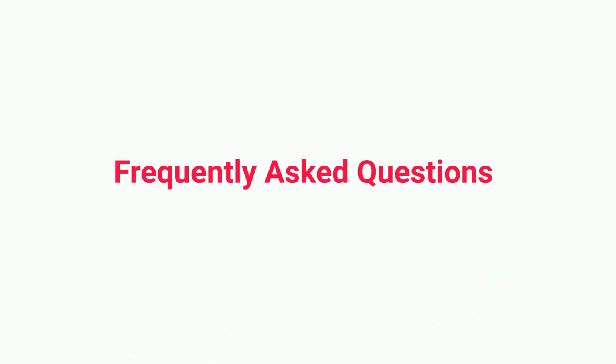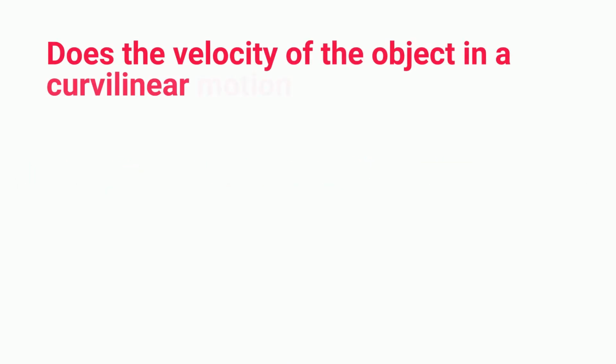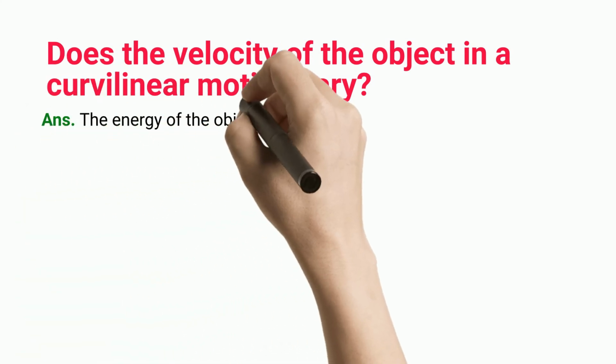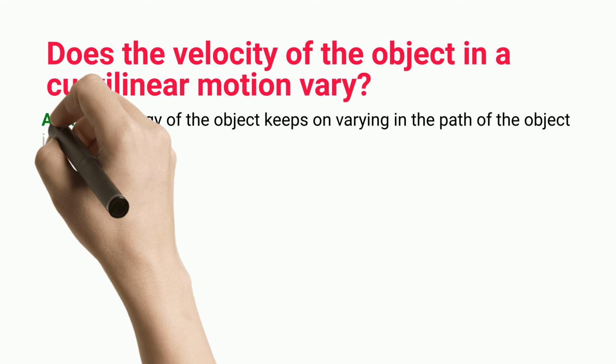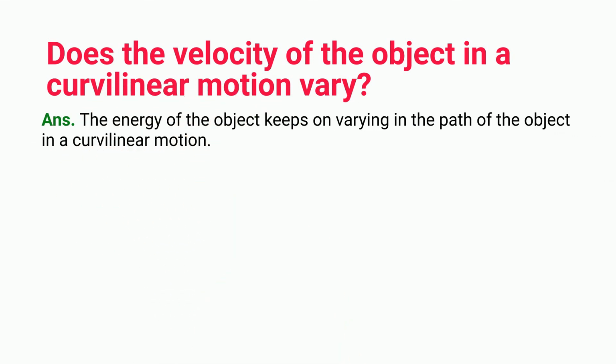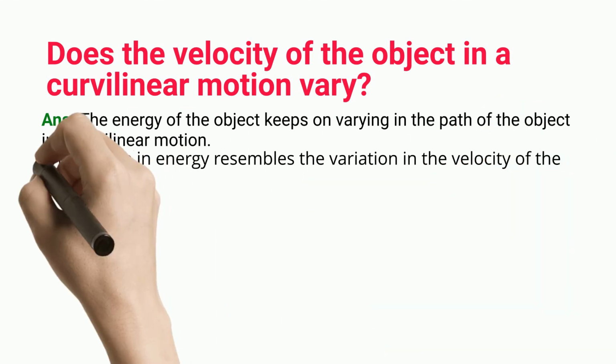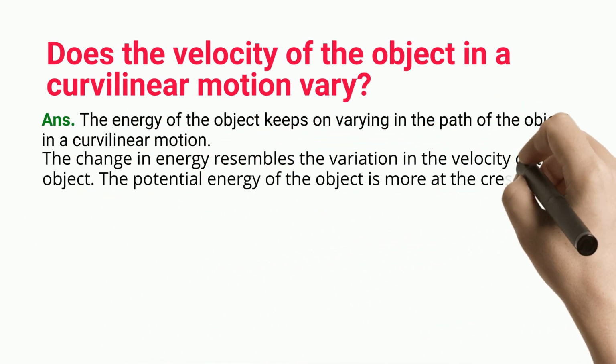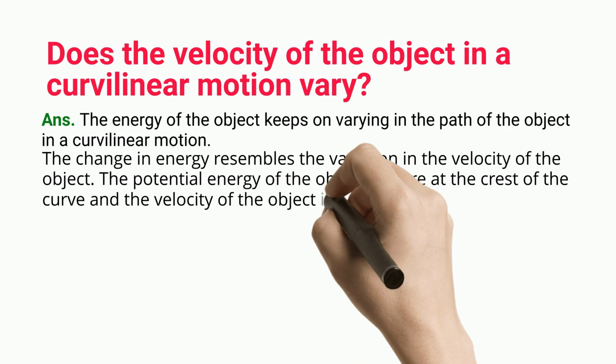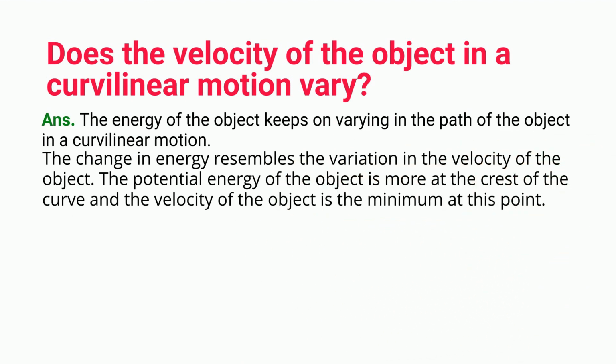Frequently asked questions. Does the velocity of the object in a curvilinear motion vary? The energy of the object keeps on varying in the path of the object in a curvilinear motion. The change in energy resembles the variation in the velocity of the object. The potential energy of the object is more at the crest of the curve and the velocity of the object is the minimum at this point.